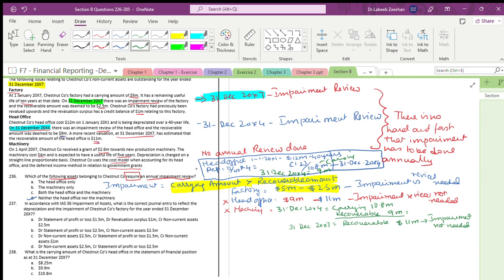They want to test us. The only question is whether impairment is needed or not needed. They want to test our knowledge of whether we are assessing all three situations with respect to the impairment condition. Is it okay? Is it clear now? Yes, it's clear, sir.